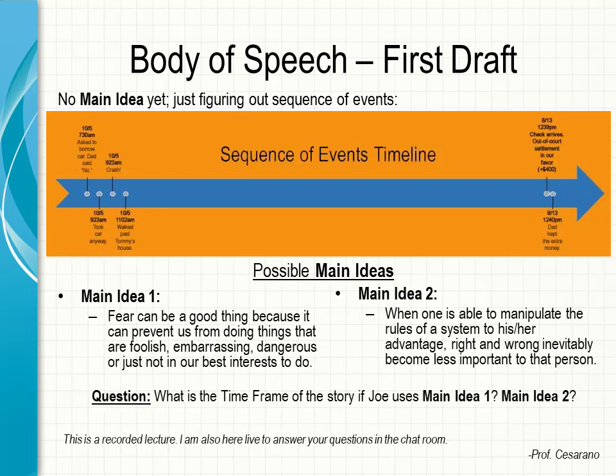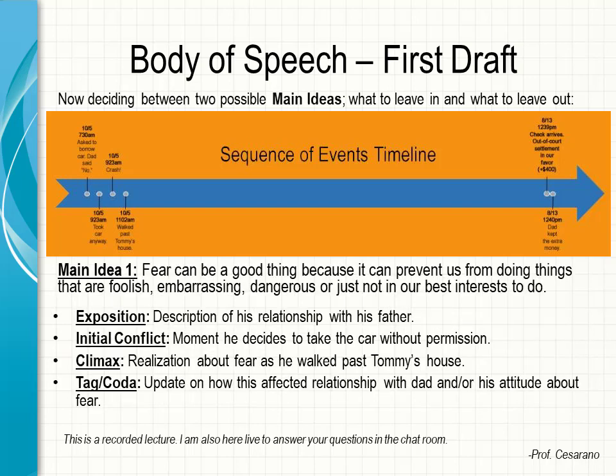Here's a question for you to think about. What is the time frame if Joe uses main idea number 1? What is the time frame if he uses main idea number 2? Let's consider both. If Joe uses main idea number 1, the climax of his story must be the moment he passed Tommy's house and realized that in this particular situation it would have better served him to have feared his father. Joe would structure this version of the story as follows.